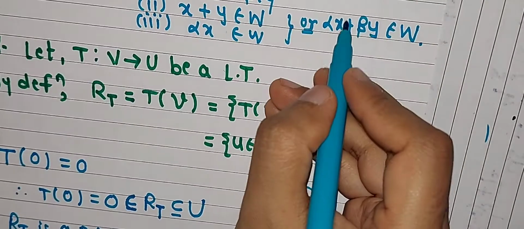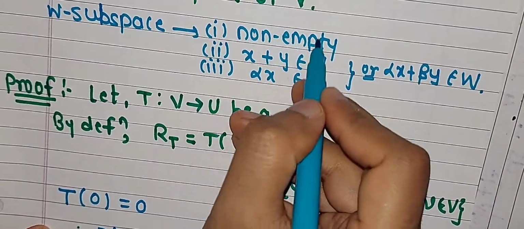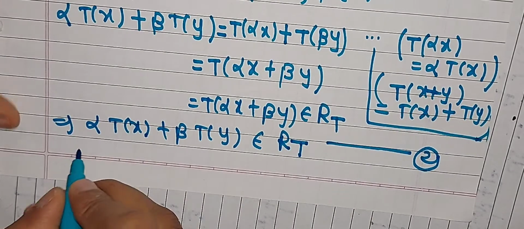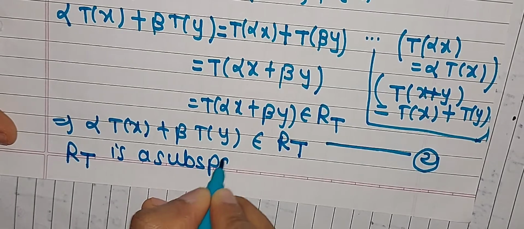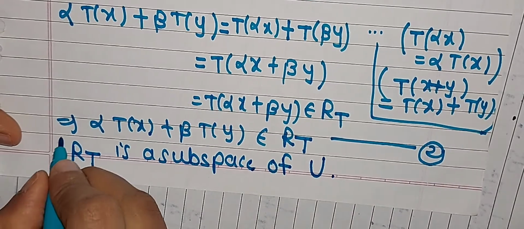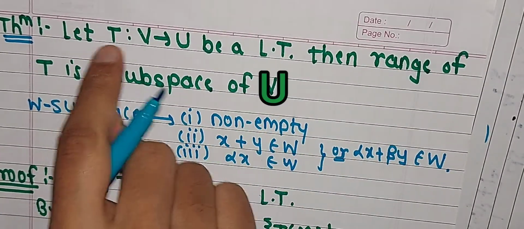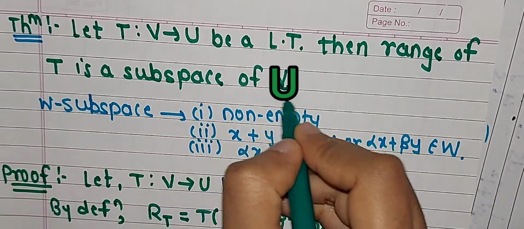So we have obtained this second condition of a subspace. Firstly, in equation number 1 we obtained the non-empty case, and now we have obtained this condition in equation number 2. So from condition one and condition two, we can say the given set R of T is a subspace of the codomain, that is, a subspace of U, and this is the most important property of the range of T. Hence we have obtained: let T from V to U be a linear transformation, then the range of T is a subspace of U. Okay.